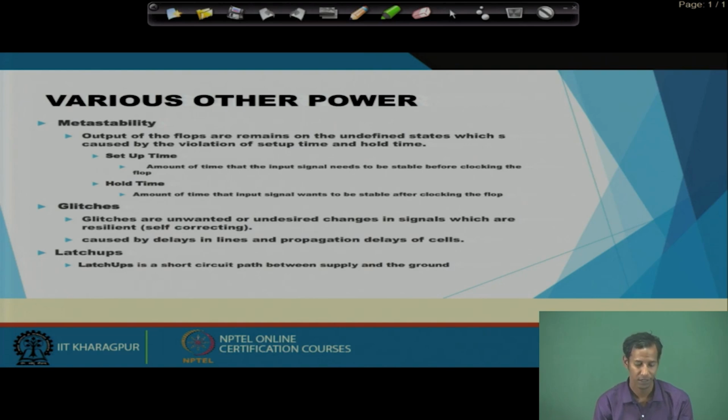Then latch up is a short circuit path between the supply and the ground. Okay. These latch ups are what we consider as internal power. So if latch up happens, at that time it will contribute to the internal power of your system design.